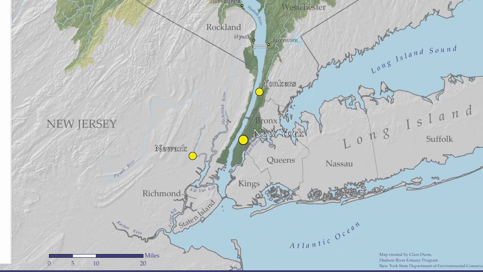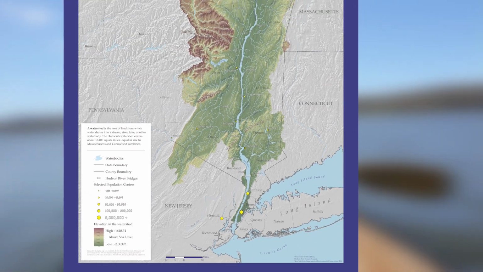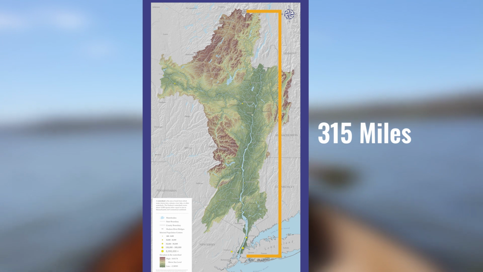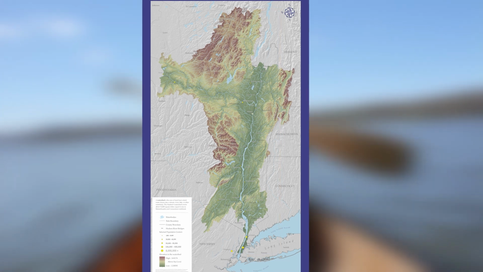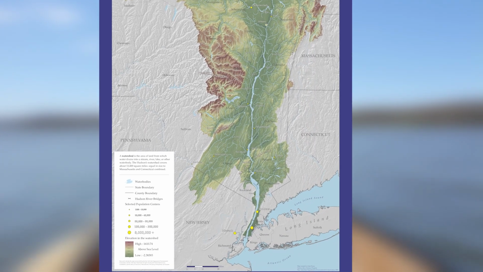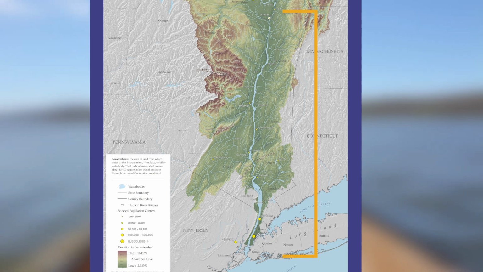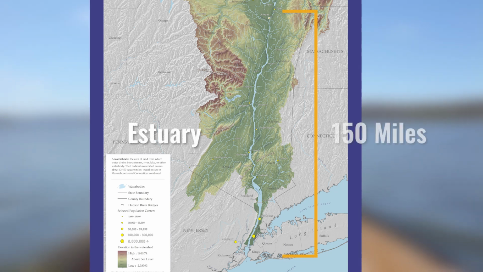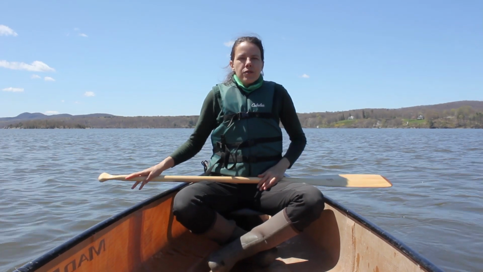So the whole path of the Hudson River from its headwaters down to the Atlantic Ocean is 315 miles. And from the Troy Dam down to the Atlantic Ocean, that's the estuary portion of the river, that's about 150 miles. So the Hudson is almost like two rivers.